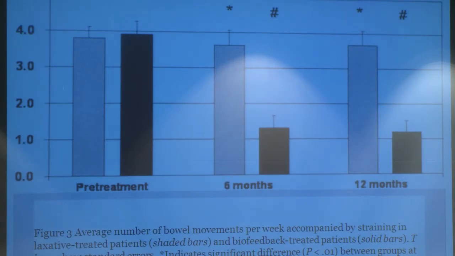And in this figure, the big thing I want to draw your attention to is the average number of bowel movements that patients said they had that were accompanied by straining. In the laxative group, we're up here to almost 4. In the biofeedback group, it was just a little over 1 bowel movement per week accompanied by straining, post-treatment.